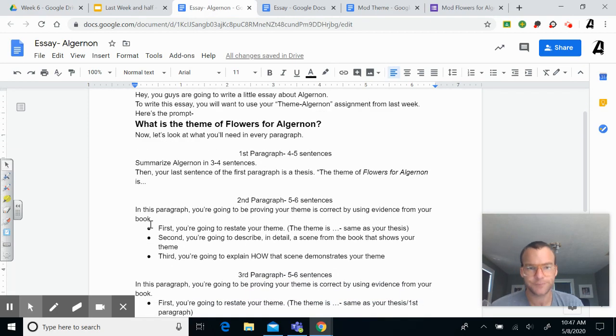Second paragraph. In the second paragraph, you're going to be proving that your theme is correct by using evidence from the book. So first, you're going to restate your theme. You're going to be doing this a lot. You're going to be restating a lot. You might think, man, this is boring and repetitive. That's okay. You're not writing this to be exciting. You're writing this to prove your point. So you're going to restate what your theme is.